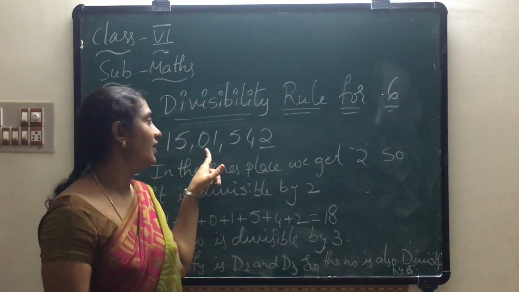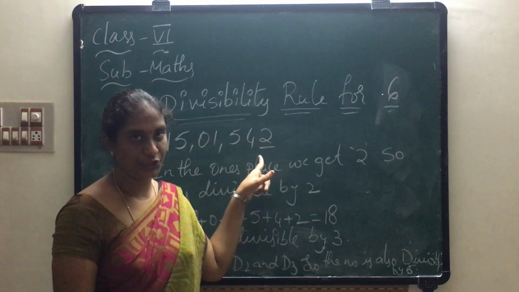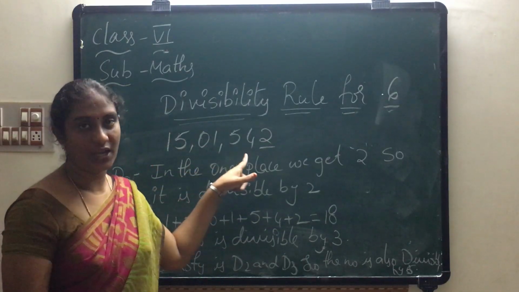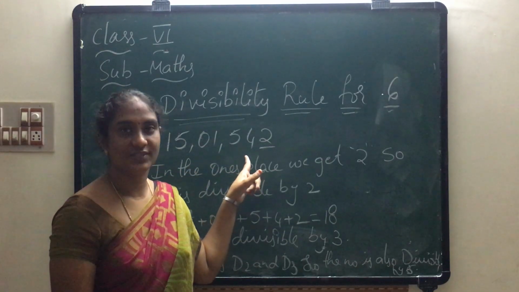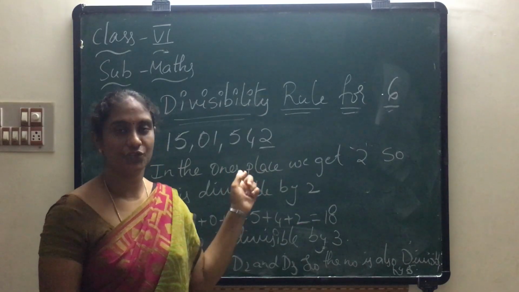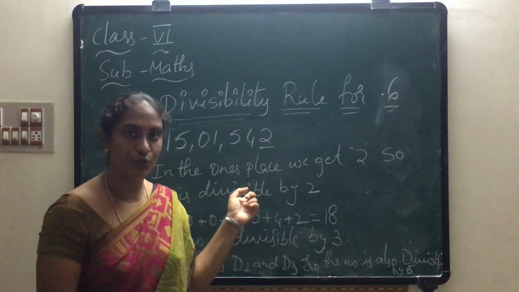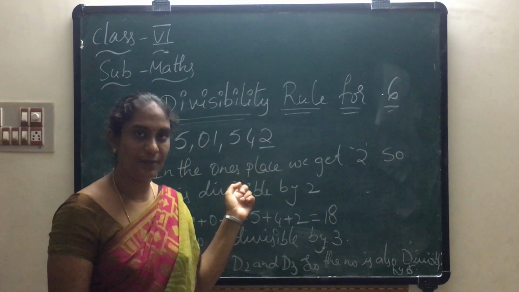15 lakhs 1542. For the 6 table, what did we have to see? We had to check compulsorily D2 and D3, meaning it must be divisible by 2 and by 3, then only it is divisible by 6.